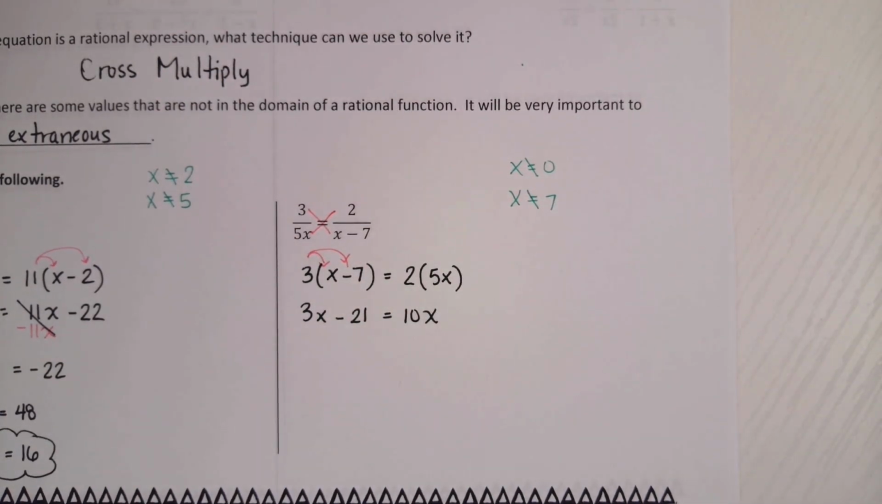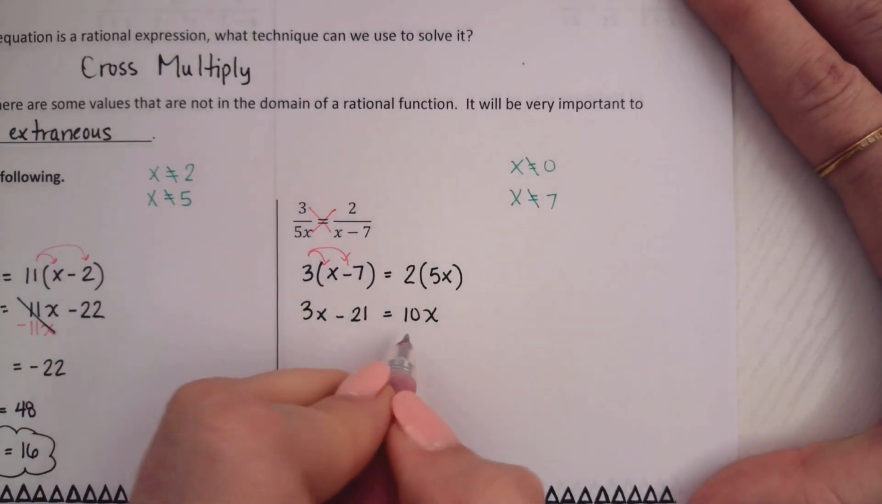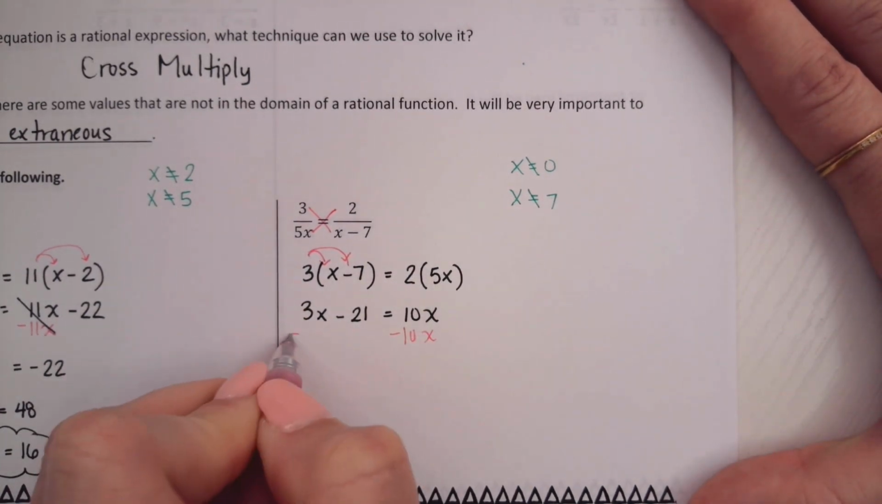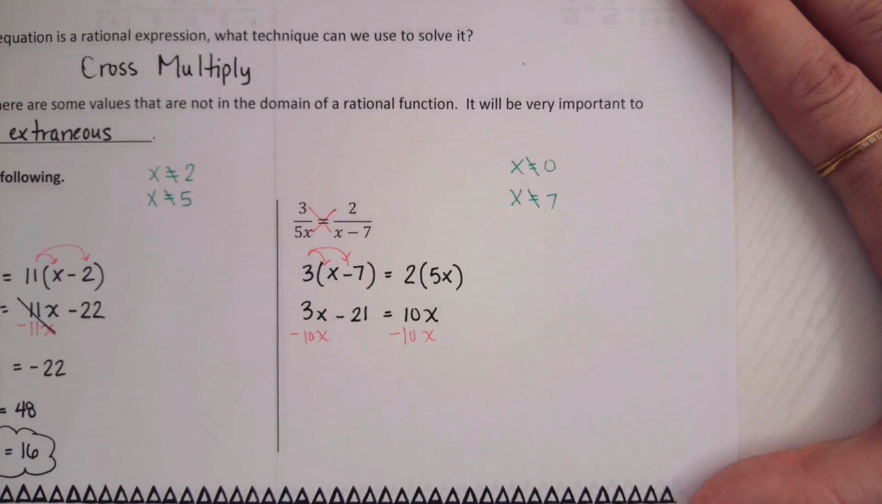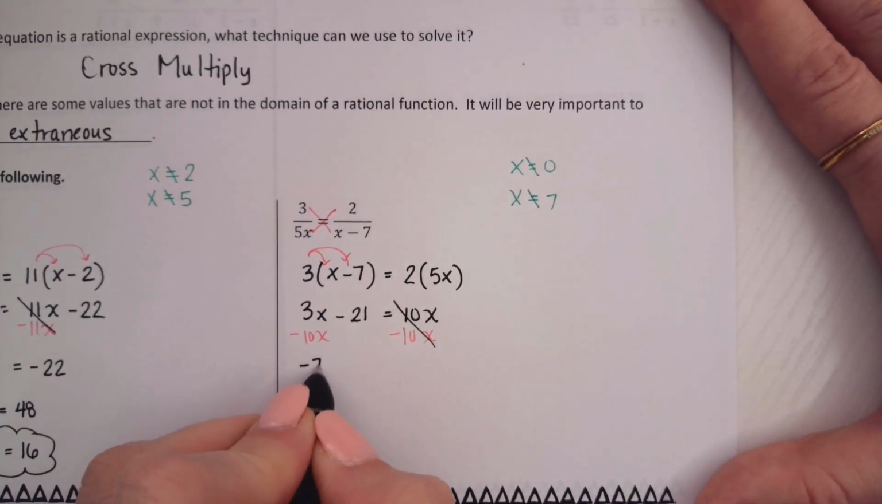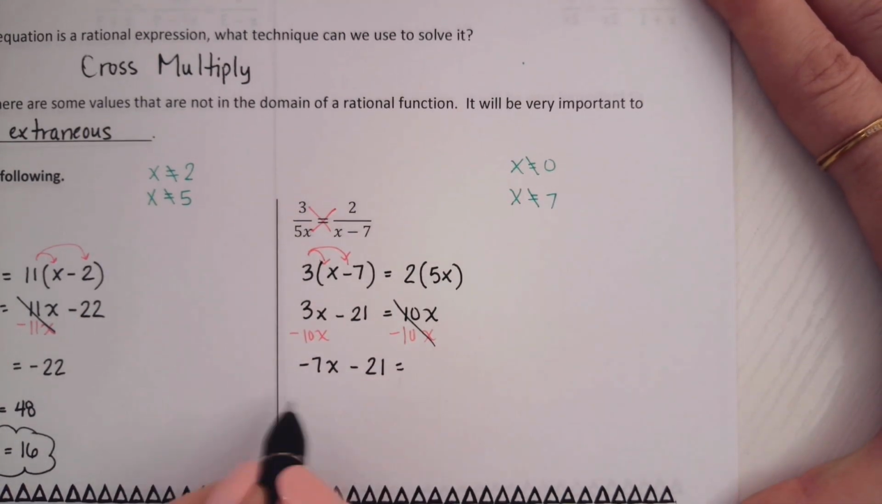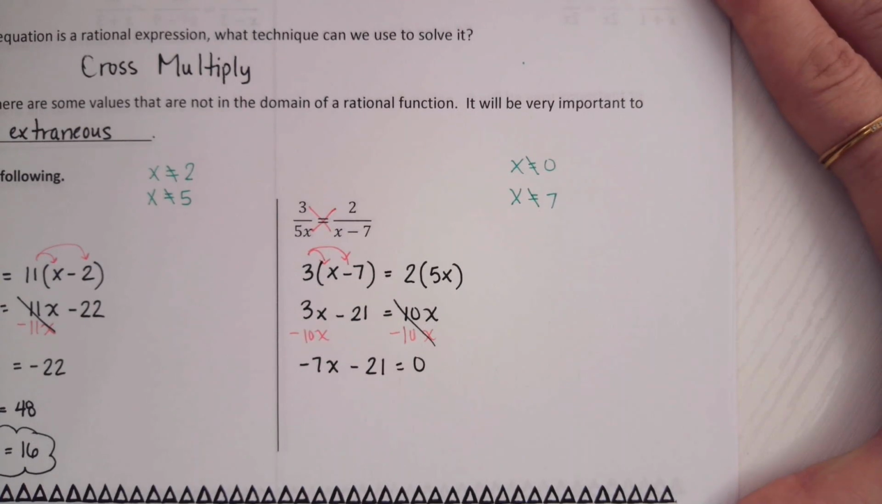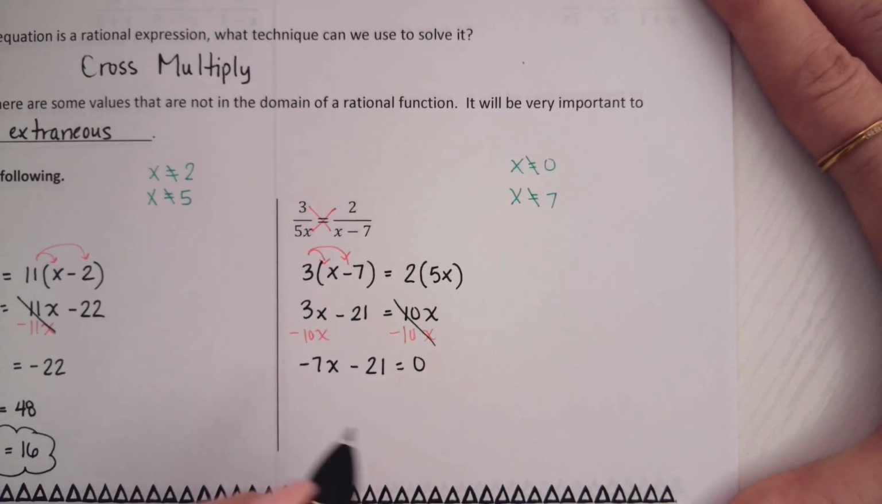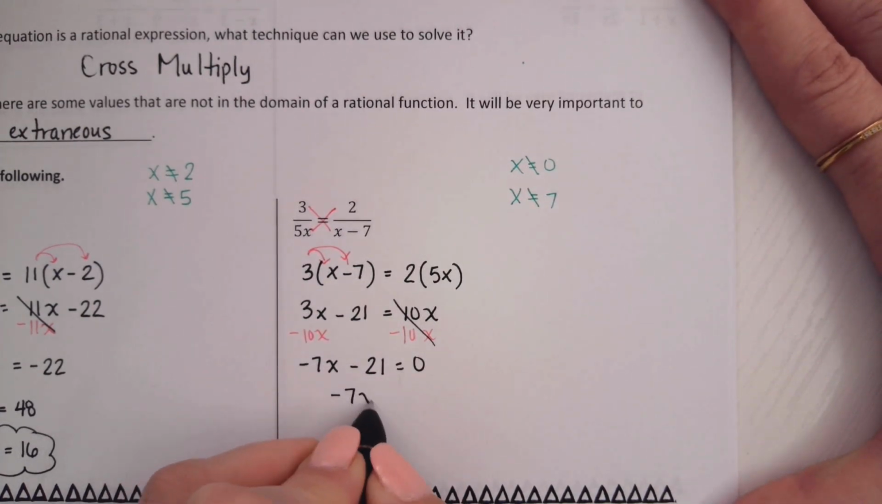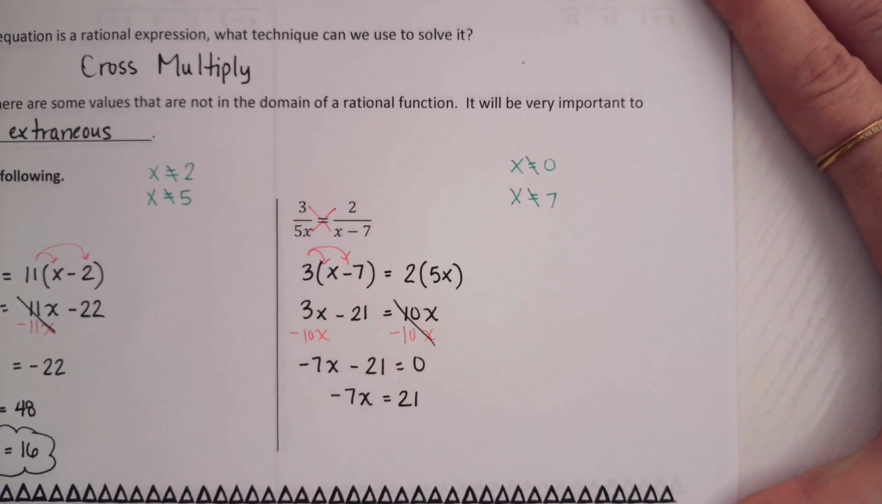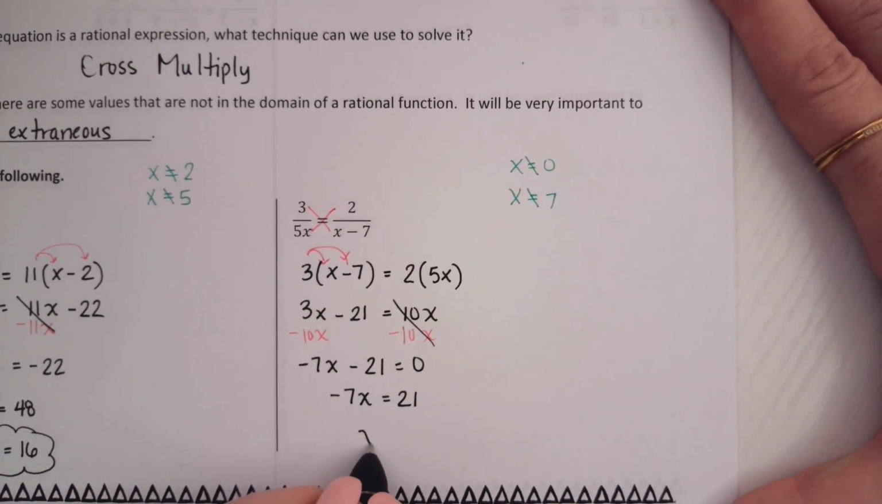Variables on both sides, which one y'all want to cancel? You can't have it both ways, Danny. 3x minus 10x is negative 7x minus 21 equals, I have to write something, 0. Then what? Add 21 to both sides, so negative 7x equals 21. Divide both sides by negative 7, so x equals negative 3.